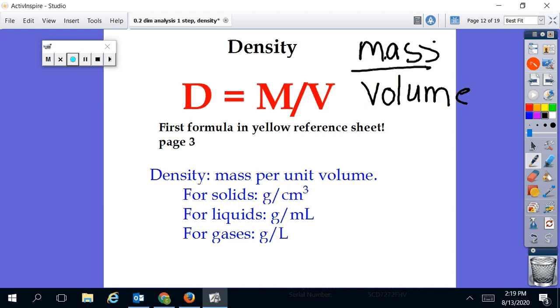And it is one of the first formulas, and I'm calling it your yellow reference sheet because when we give them out in class, they're yellow. It's on the formula page on page 3, and it's mass over volume is density. Okay, and you can see the units of density are grams per centimeter cubed for solids, grams per milliliter for liquids, and grams per liter for gases. Okay, you'll see in this class mostly we'll be using grams per milliliter for a liquid or grams per centimeter cubed for a solid.